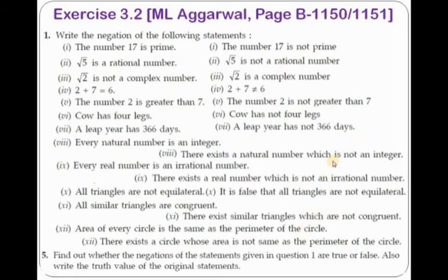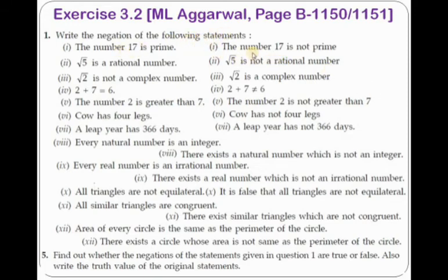Now let us move on to the next question, that is the fifth question. The question says, find out whether the negations of the statements given in question 1 are true or false. So you have to check the truth value of these negations. You know the truth table of negation as well. If P is true, then negation P will be false. If P is false, then negation P will be true, right? So you are quite aware of the truth table.